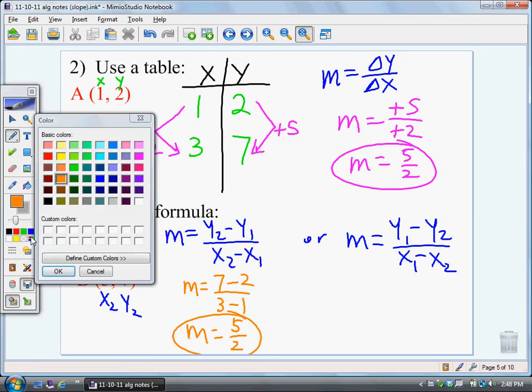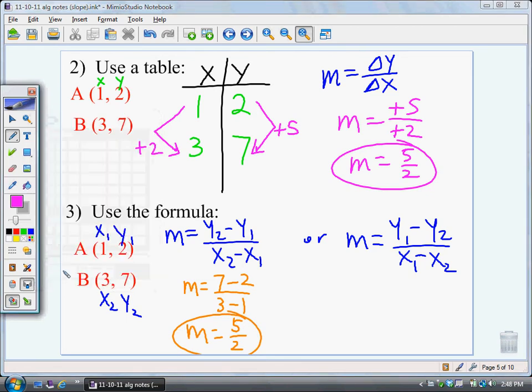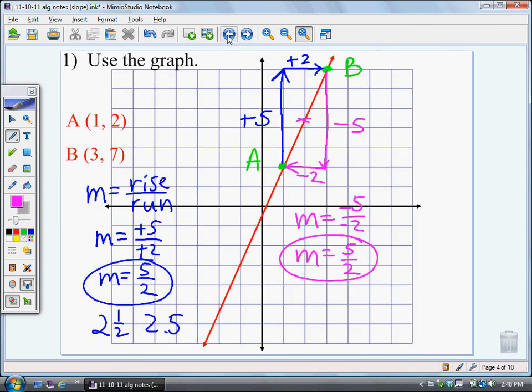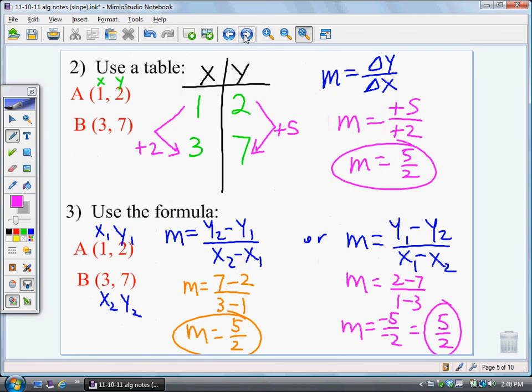Now if you were to do it in the opposite order, all that happens is these numbers just change orders. You have 2 minus 7 and 1 minus 3, which would be -5 over -2, but negative over negative is a positive. So there we've done all 3 of the ways I said we'd do it. On this page we've got the formula and the table, and on this page we've got the graph. When I do it, I'm going to do the formula, but you're welcome to use any way you want.